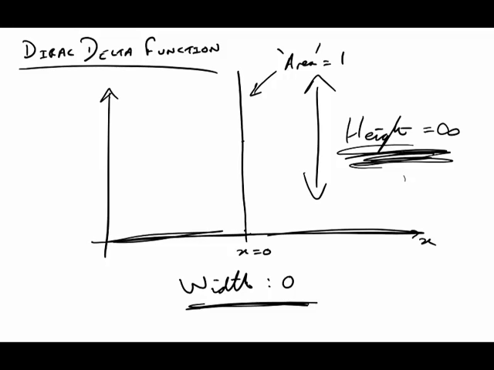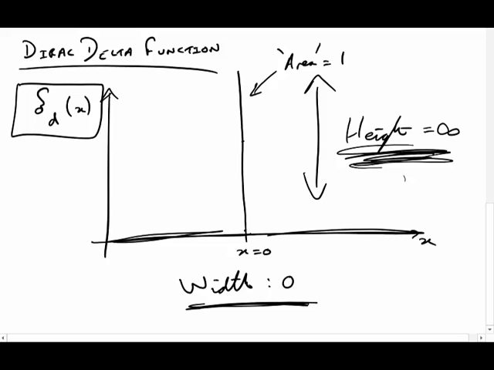Now, there's a special notation for this Dirac delta function, and it's a bit strange. It's basically a Dirac delta function. So D is for Dirac, and the delta is for the Dirac delta part. And it's a Dirac delta function in terms of my variable x. So this is my notation for my Dirac delta function.